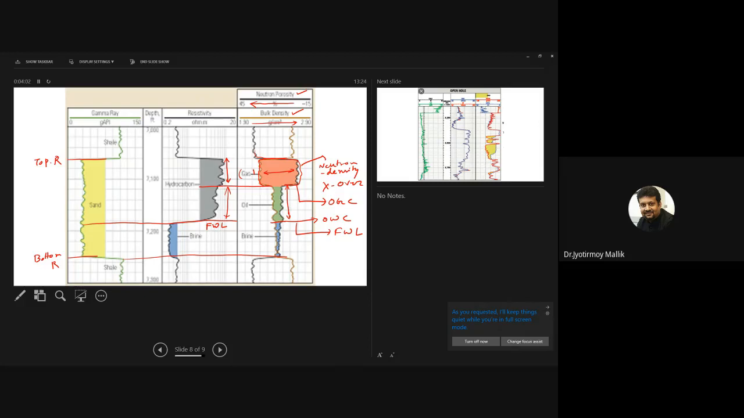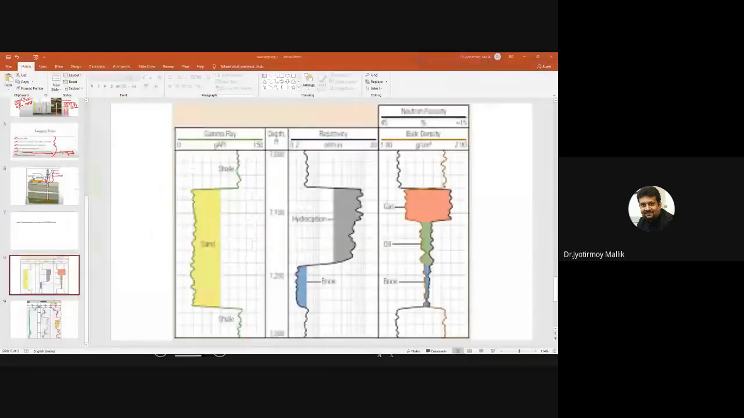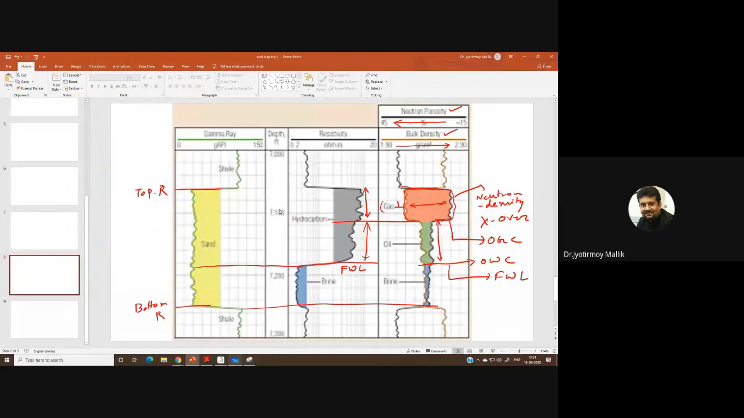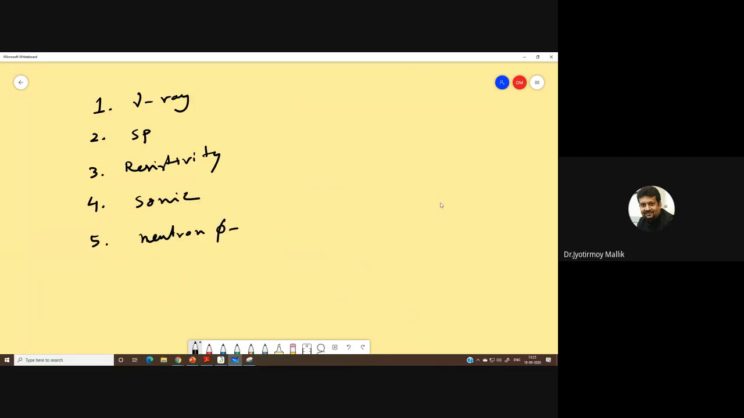So if I again try to recap what we have discussed so far, we have discussed a few types of logs. The first one we discussed is gamma ray. The second, spontaneous potential. Third, we discussed resistivity. The fourth, we discussed sonic, and fifth, we discussed a combination of neutron porosity and density.